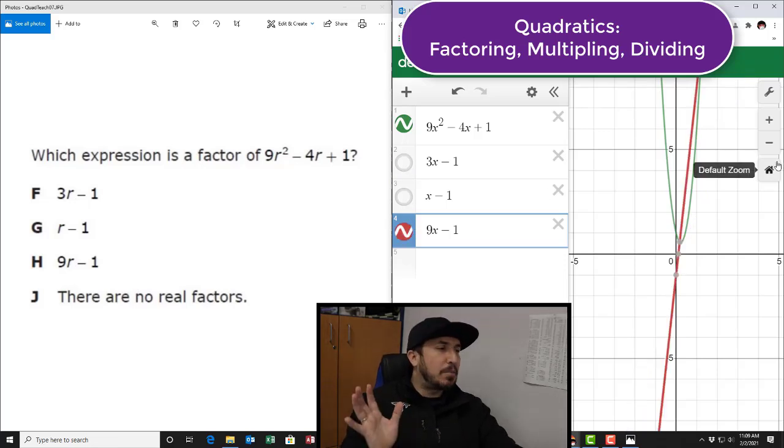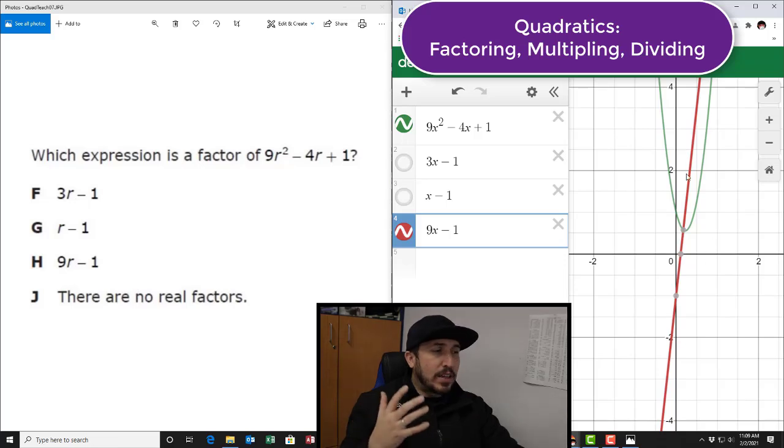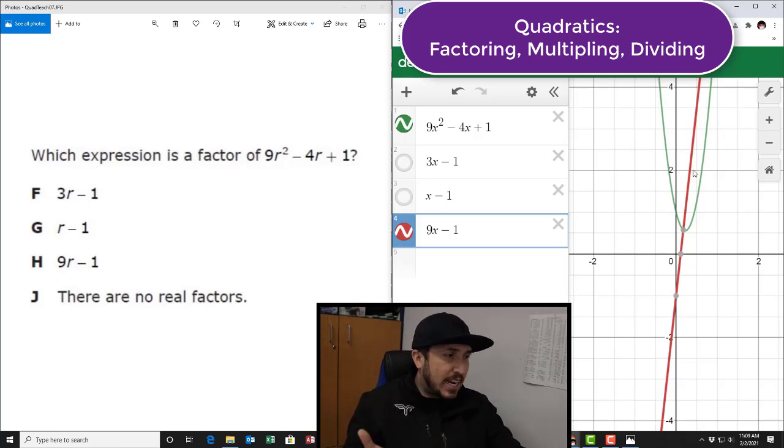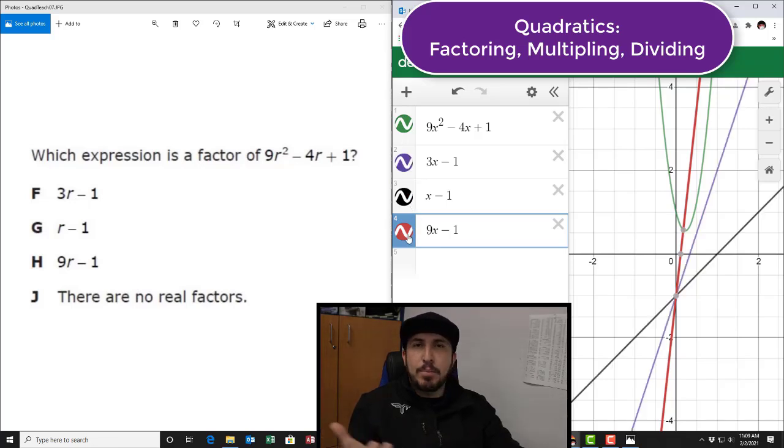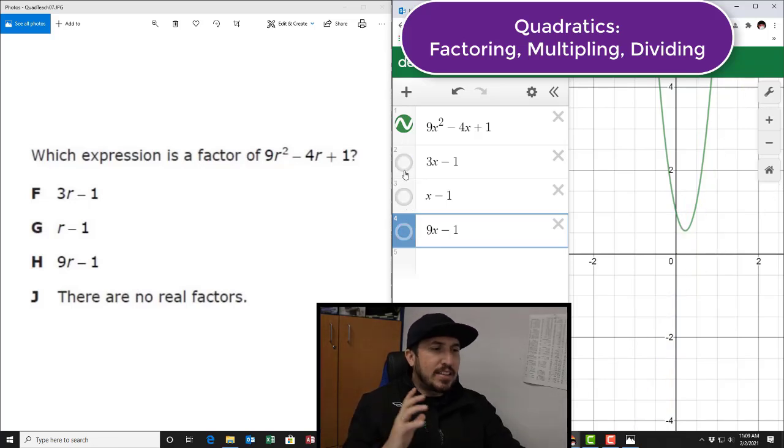Well, remember what I said last time about seeing which one crosses the axis? Well, this guy doesn't cross the axis. He's not touching. So none of these guys are going to hit any of those important parts that we were talking about. So since none of these guys hit any of the parts on the x-axis that this guy hits, because this guy doesn't touch the x-axis, then J, there are no real factors. There is no answer. There's no factors here.